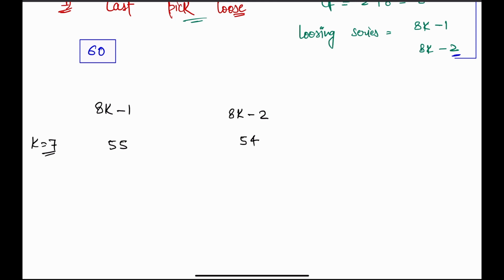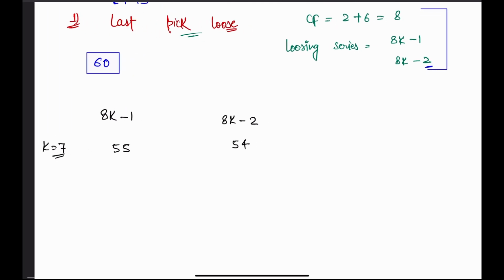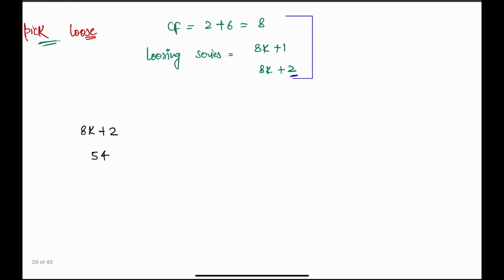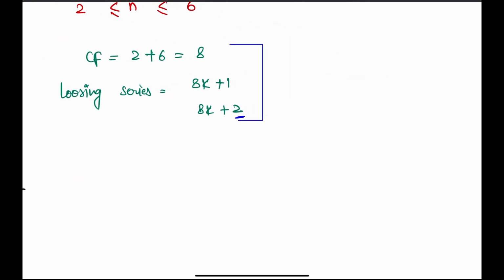Okay, sorry, I made a mistake. It should be plus 1. Losing, and if winning then 8k minus 1. Okay, this type of mistake we should avoid. 8k plus, let's correct. So as I already said, these things are important.